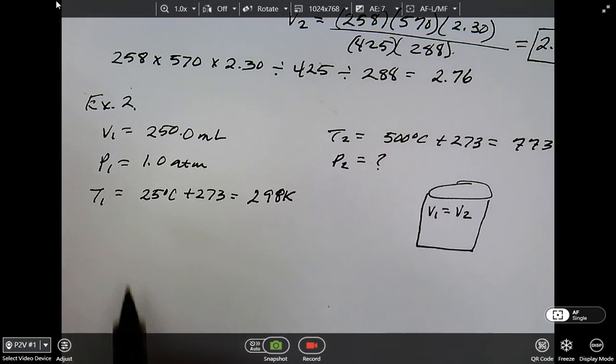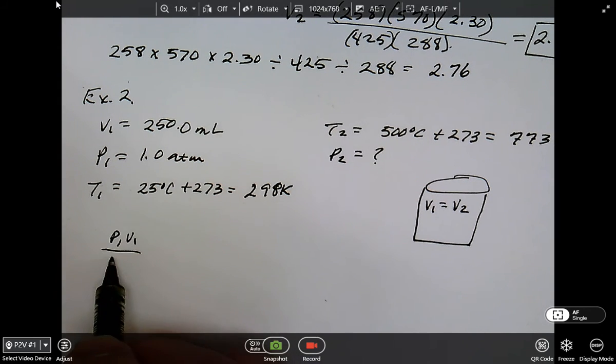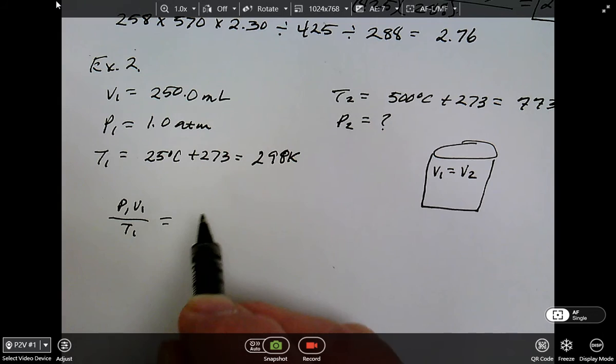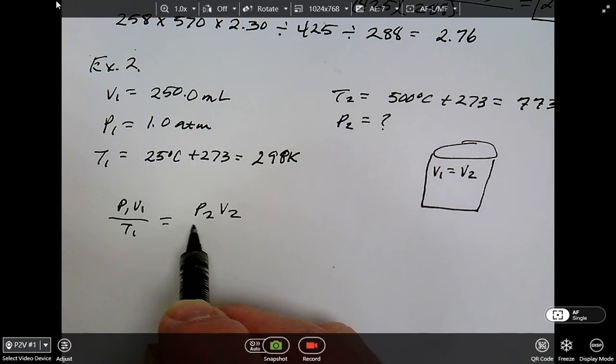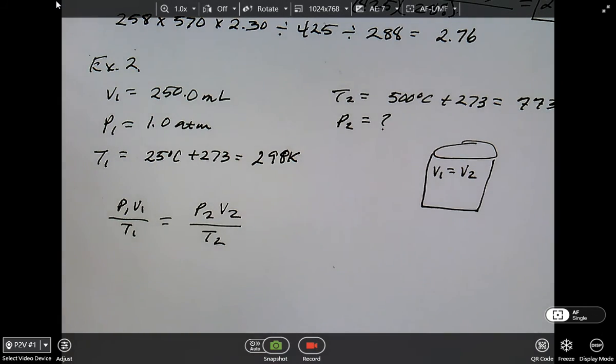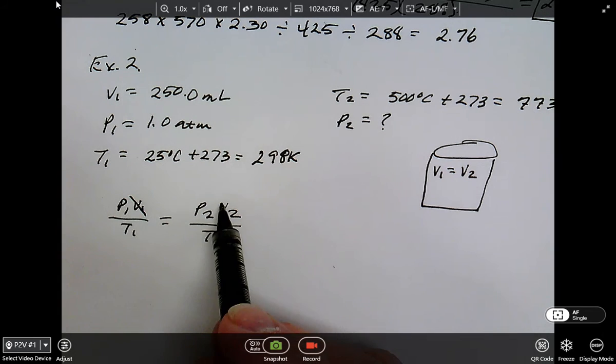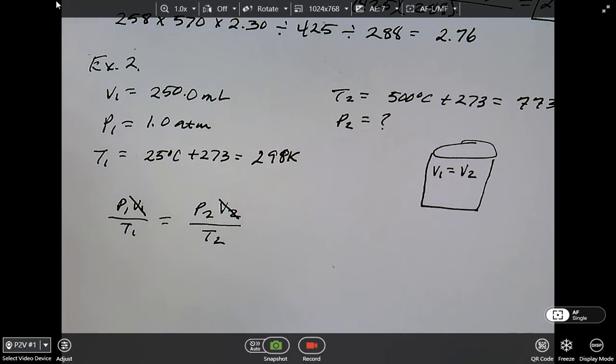So we have our equation. We have P1 V1 over T1 equals P2 V2 over T2. But since volume is held constant, we can cancel it out on both sides of the equation because they're the same. So now we end up with P1 over T1 equals P2 over T2. Which law is that? Yep, that's exactly right. That's Gay-Lussac's law. So you see, you can use the combined gas law to solve any of these problems. You don't have to remember all the different equations.